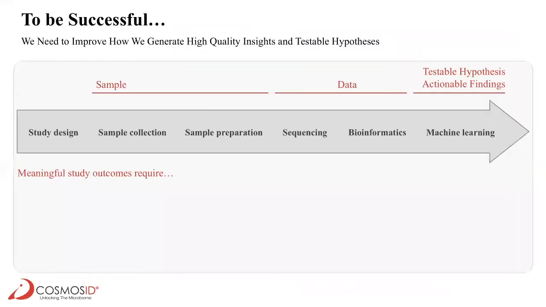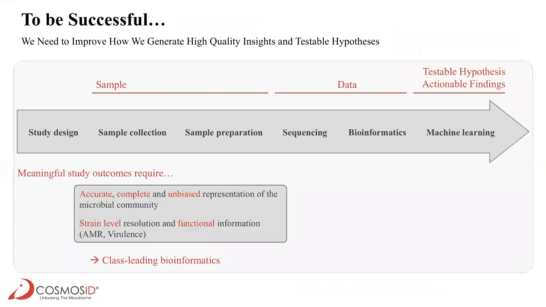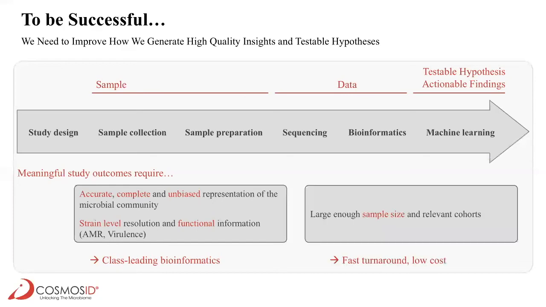To this end, to be successful, two things are very, very critical. First of all, you need very robust analytics that can provide very accurate, complete, and unbiased identification of microbial community with strain level resolution, and also can predict the functional potential of the community. That can be achieved with robust, class-leading bioinformatics. However, it needs to be associated with a large enough sample size so that you can assign good statistics to the findings. And to do that, it also needs to be at a reasonable cost.